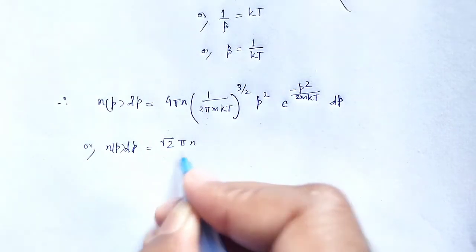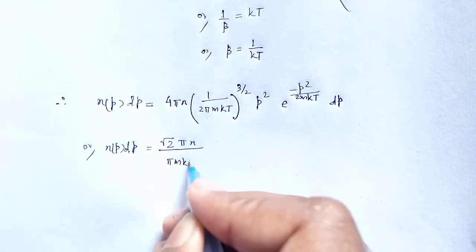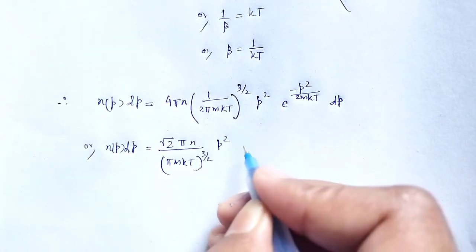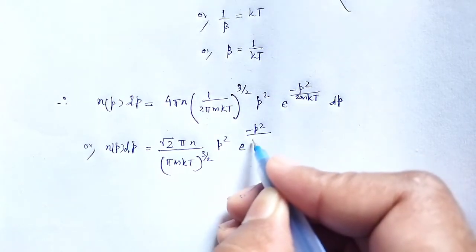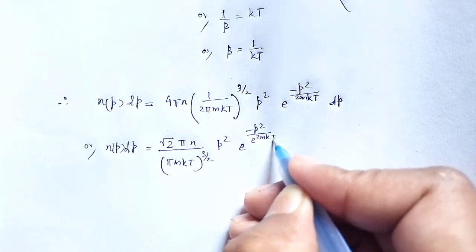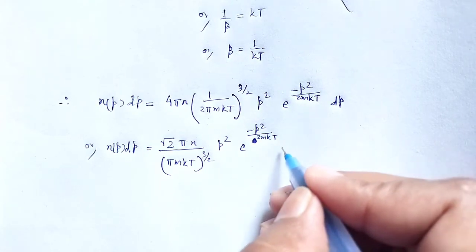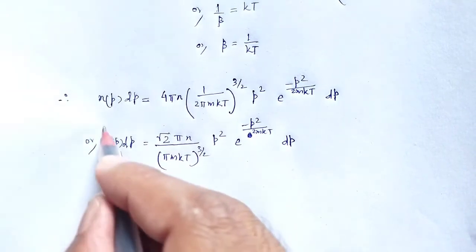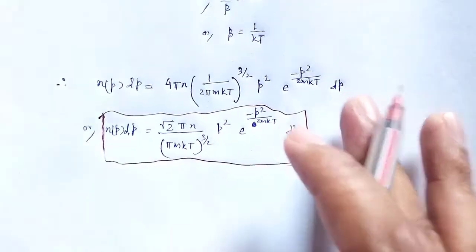np dp is equal to root 2 pi n divided by pi m kT to the power 3 by 2, p square e to the power minus p square divided by 2m kT, dp. That is the required expression for np dp.